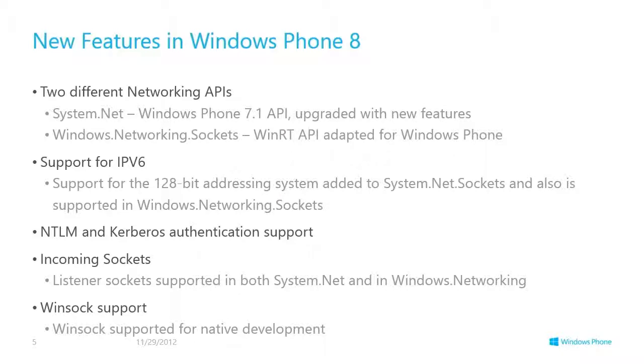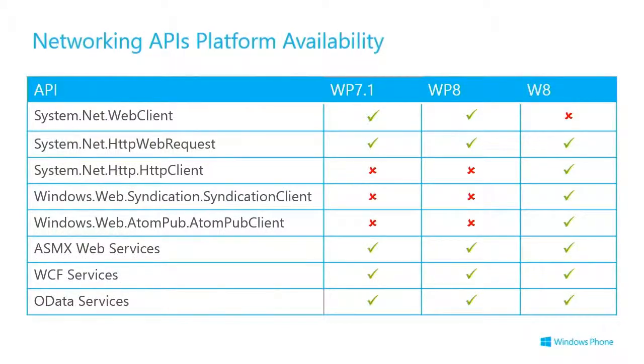We mentioned this yesterday. It's primarily there not because we think you're going to go out and start writing all your stuff using WinSock, but for helping you to port existing code libraries that you may have. Right. So this is a quick summary of those networking APIs and a comparison of what we have on the Windows Phone 7, Windows Phone 8, and Windows 8 platforms.